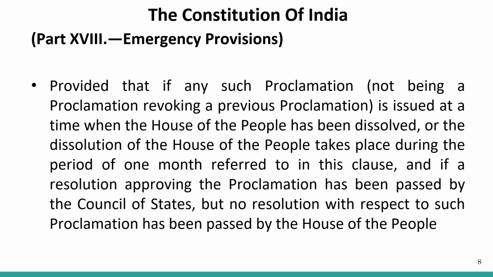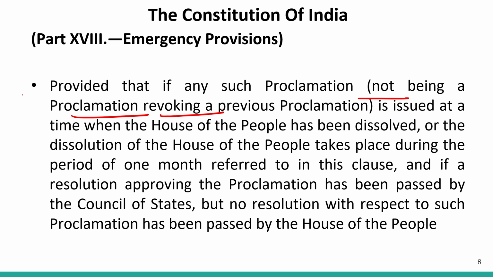Provided that if any such proclamation, again, not being a proclamation revoking a previous proclamation, so if we want to issue an emergency, then also we have to proclaim. When we are revoking the emergency, then also we have to proclaim. So the second line is actually saying that if they have already applied an emergency and now we want to revoke it, then we are proclaiming it. It is about that. But right now we do not discuss that. Let's try to understand what exactly the provision is saying.